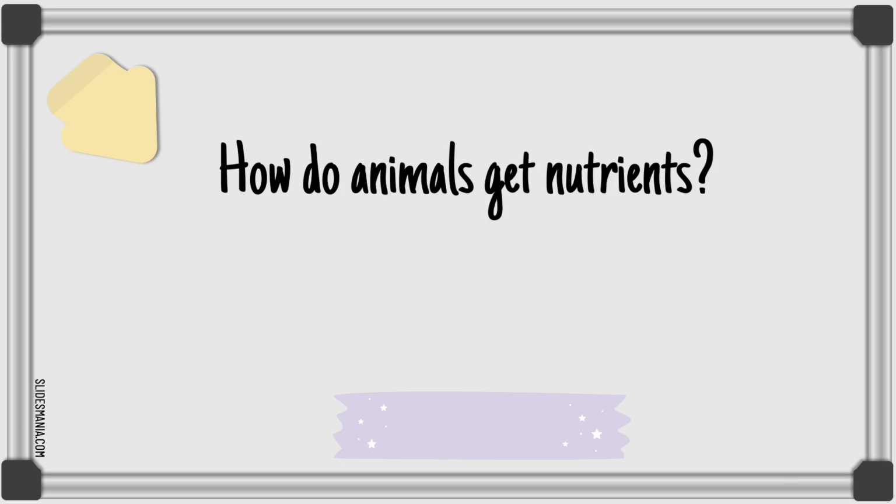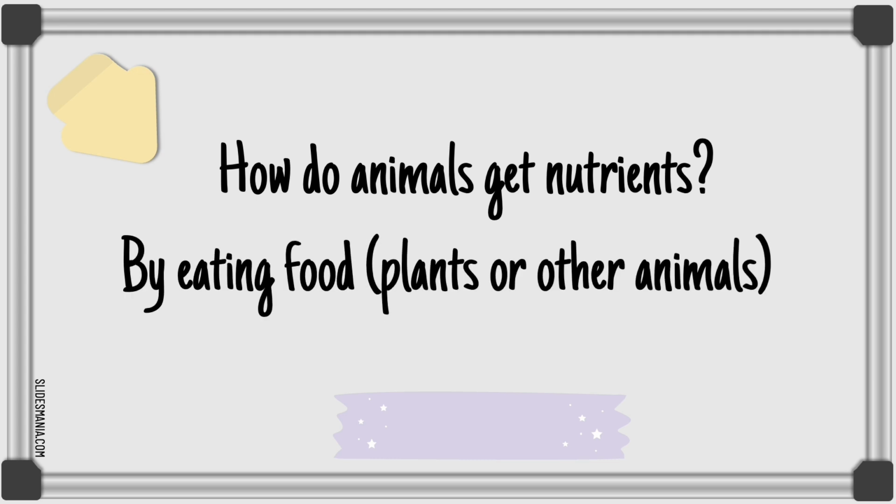How do animals get nutrients? We already discussed how plants get them. So how do you think animals get nutrients? Animals get nutrients by eating food. Yes, they get food from plants or other animals. Some animals eat plants, and some eat other animals.